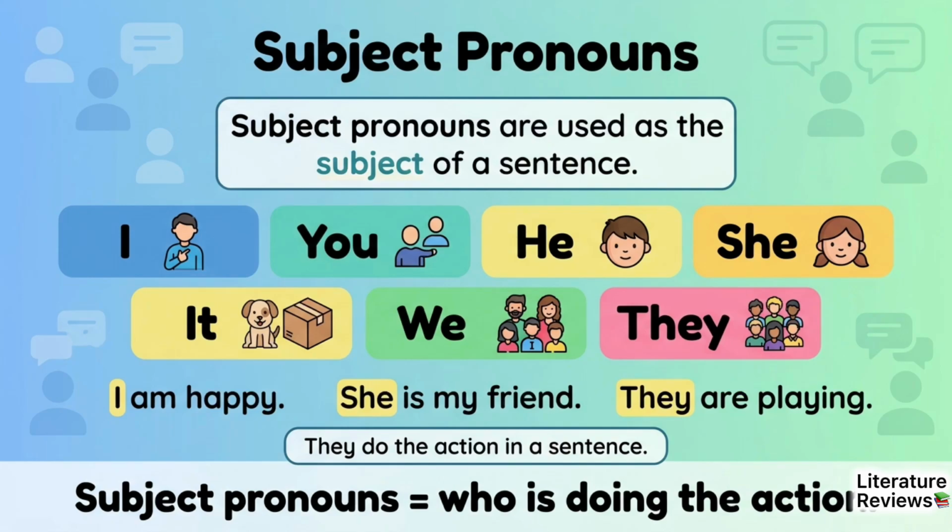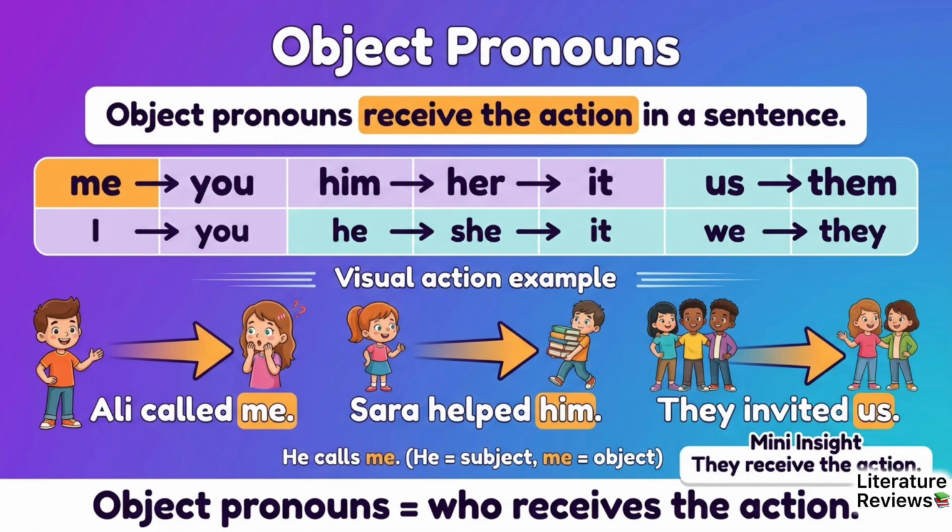Subject pronouns are used as the subject of a sentence. They tell us who is doing the action. For example, I, she, and they are all subject pronouns. Object pronouns receive the action in a sentence. They come after the verb. For example, Ollie called me, or Sarah helped him.